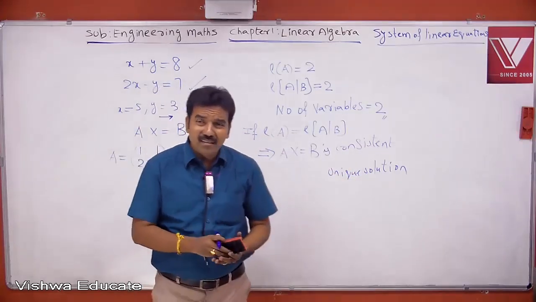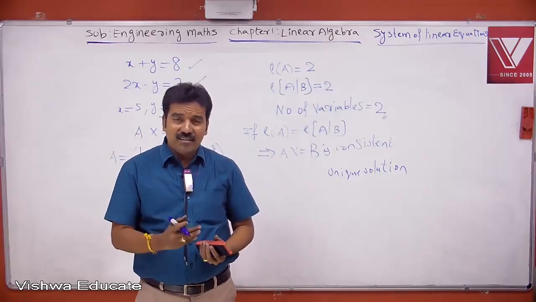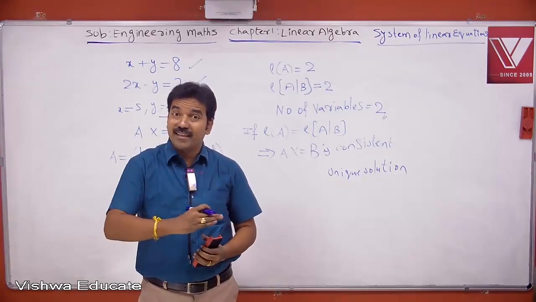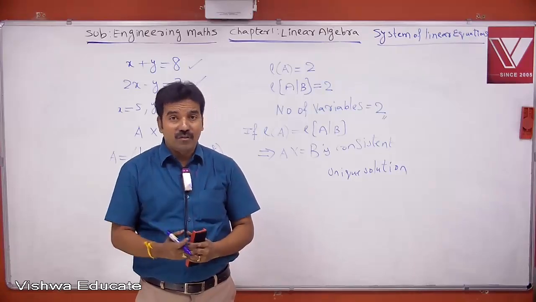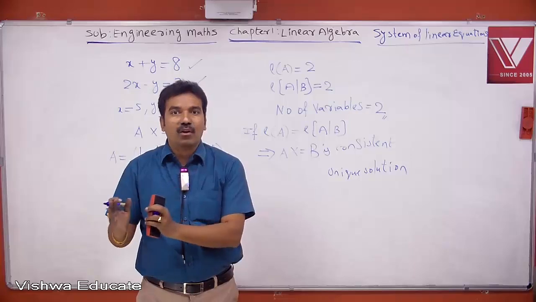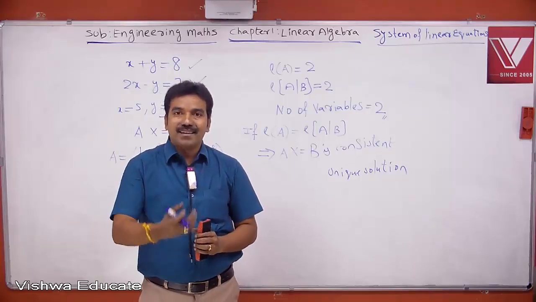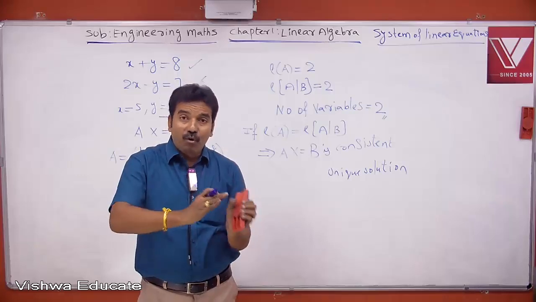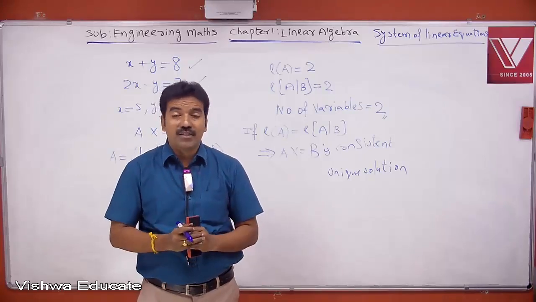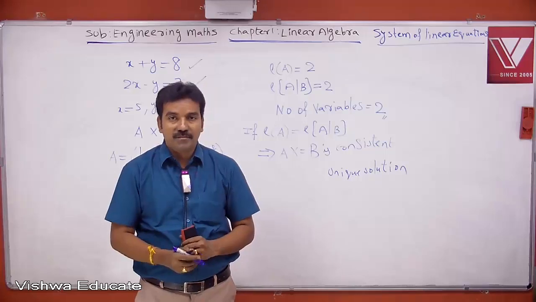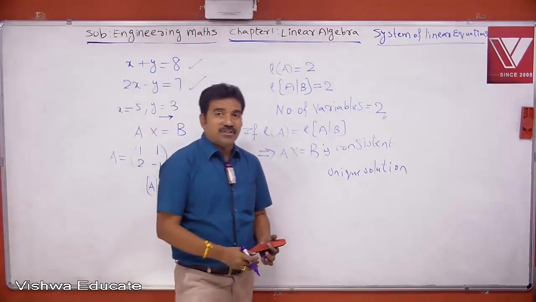So I think you understand. Did you understand why we are comparing these two quantities with number of variables to confirm about number of solutions? If both the ranks are same, rank of coefficient matrix, rank of augmented matrix, it clearly indicates that the system is consistent. If they both match with the number of variables, what does it mean? It has exactly one solution, right? Note these points.